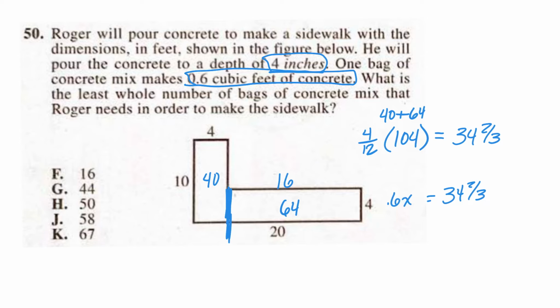So we want to find out how much we need to use, so we divide both sides by 0.6. And the amount of bags we're going to need is actually 57.7 repeated. So 57 bags is not enough. We will have to take the 58th bag.